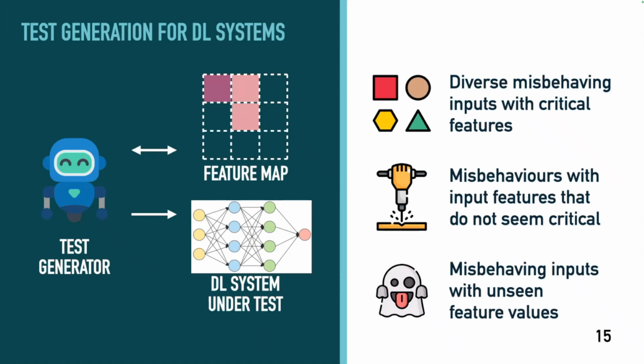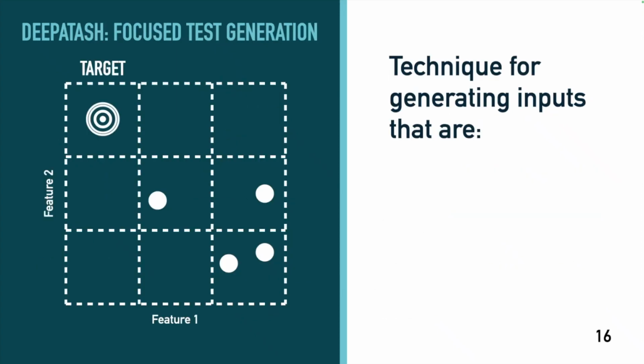So for example, we have these feature maps. Maybe developers are interested in generating diverse misbehaving inputs with critical features, which are the dark areas of the feature map. Or maybe they are interested in generating misbehaviors with input features that do not seem critical, from the gray areas of the feature map, or generating misbehavior-inducing inputs from unseen areas of the feature map. So for this setting, we decided to propose a focused test generator based on feature maps for the developers.